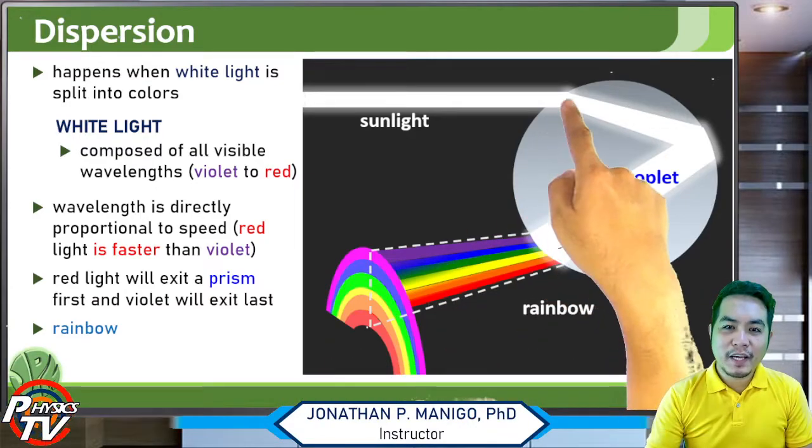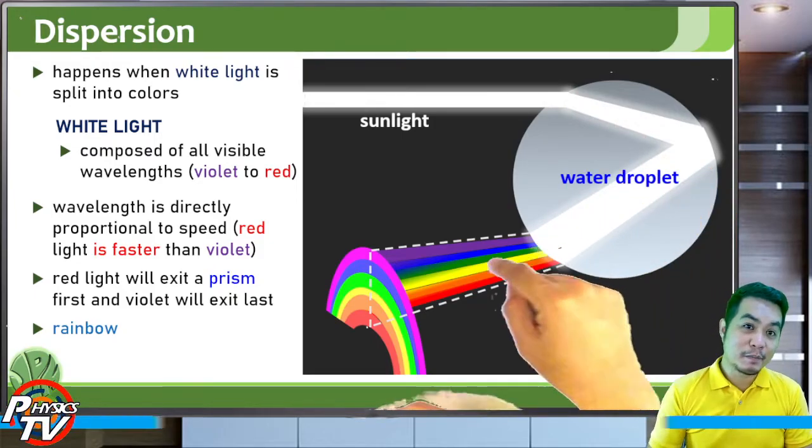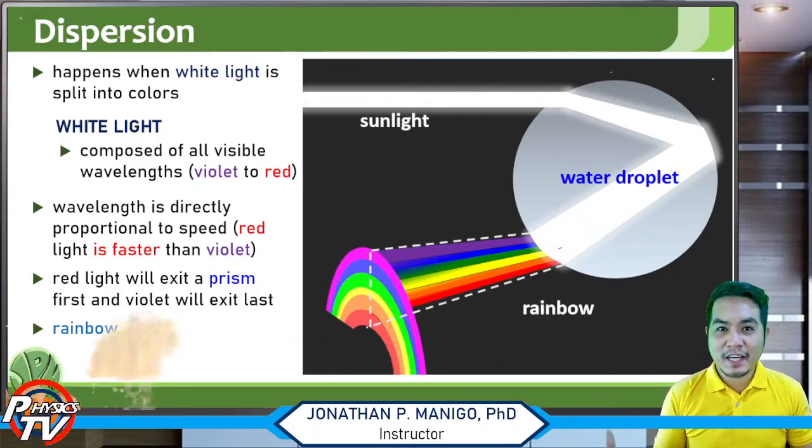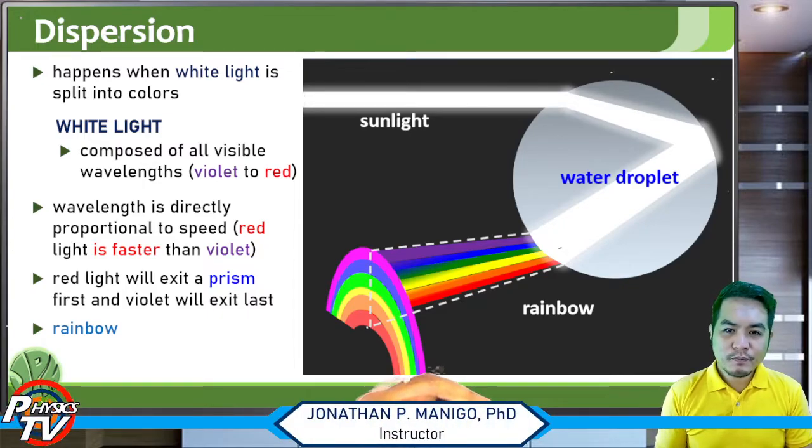The water droplet refracts the light, it is totally internally reflected, and then dispersed. So dispersion is basically a combination of reflection, refraction, and total internal reflection, and then you see dispersion. And what you see will be a rainbow.